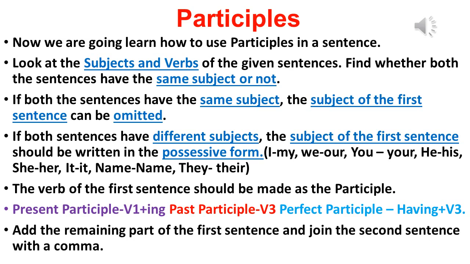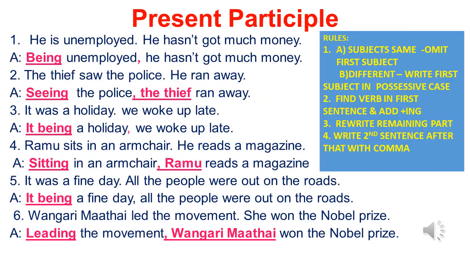Suppose we are asked to write it in the past participle. The verb should be written in the third form. If we are asked to write it in the perfect participle, we have to add having and the third form of the verb. The remaining part can be written as it is. Then that would be the answer.